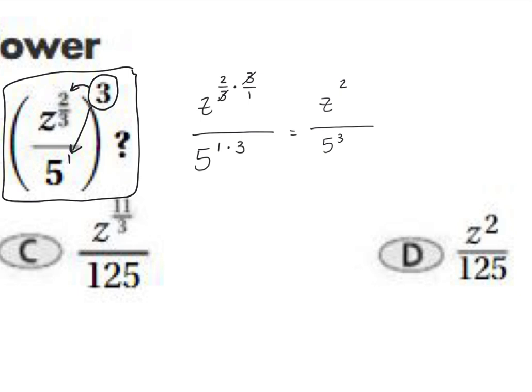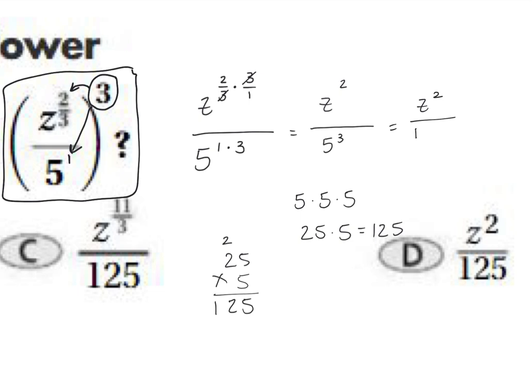Do we know what 5 to the 3rd is? Or can we figure it out? Yes. 5 squared is what? It's 25. 5 times 5 is 25. We multiply that by 5, what are we going to get? 125. Now, sometimes you're going to have to actually do the multiplication. So 5 times 5 is 25. Bring up the 2. 5 times 2 is 10. Add 2 to that and you get 125. Okay? So this is simplified to z squared over 125.